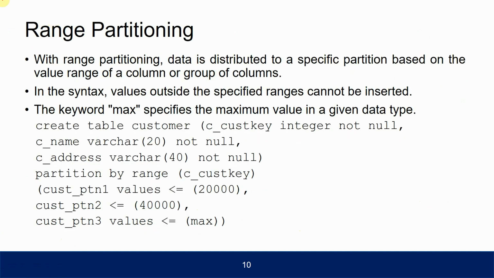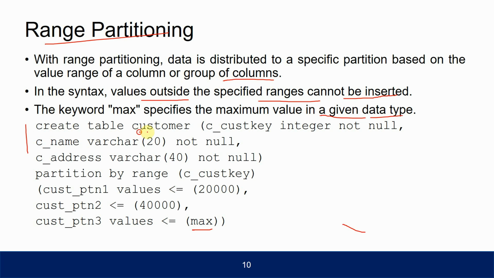Let's understand one by one with an example. Range partitioning. With range partitioning, the data is distributed to a specific partition based on the value range of a column or group of columns. In the syntax given here, you'll understand the values outside the specified range cannot be inserted because we are specifying a specific range. The keyword max used here specifies the maximum value in a given data type.